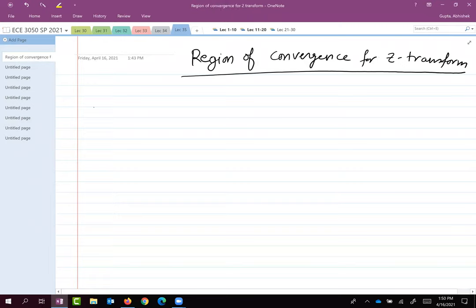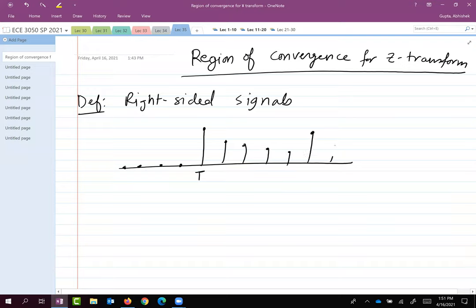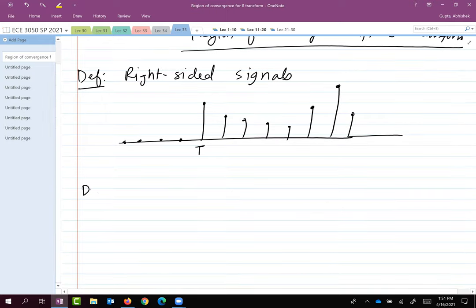The first thing I want to talk about is right-sided signals. So these are two definitions I wanted to just cover, which we did not cover in the previous class. So right-sided signals are signals that are zero until time t, and after that it becomes non-zero. Okay, so these are right-sided signals.